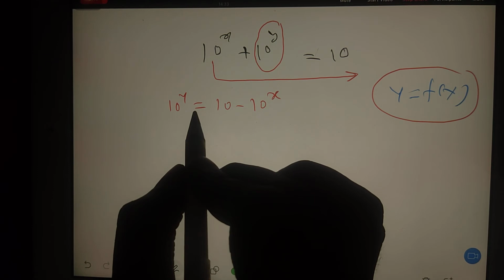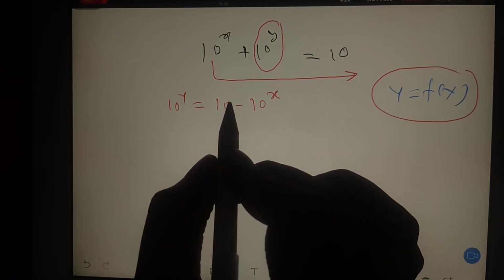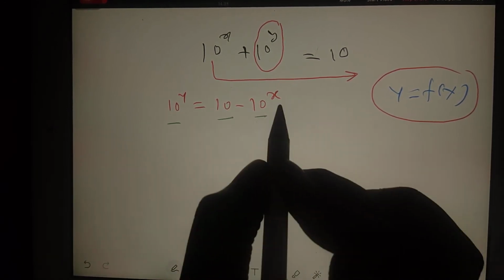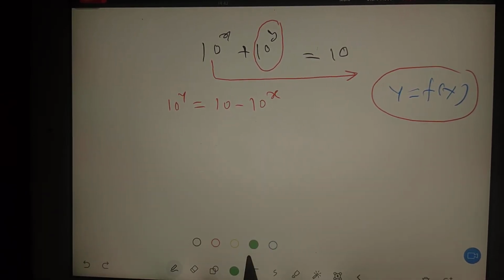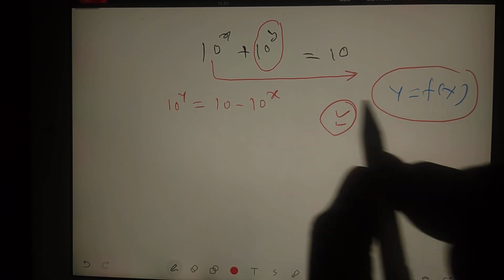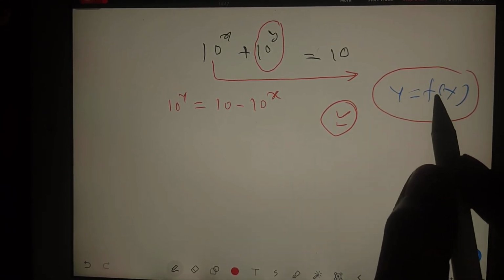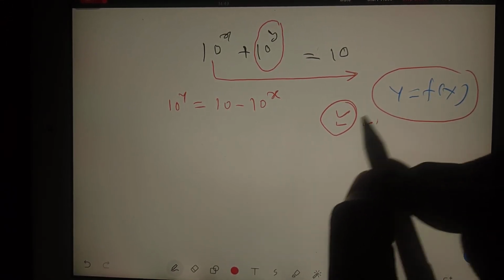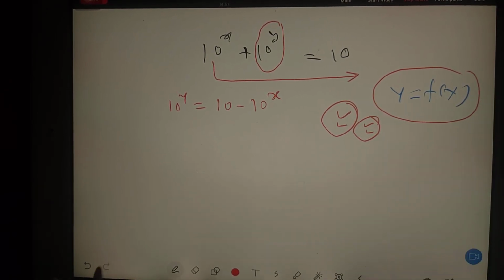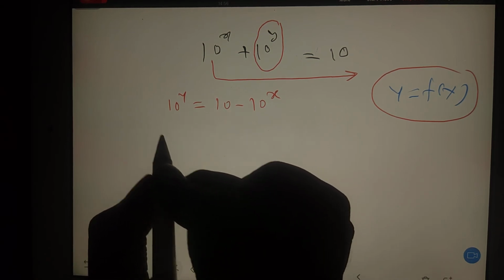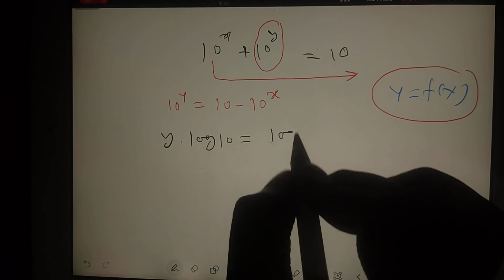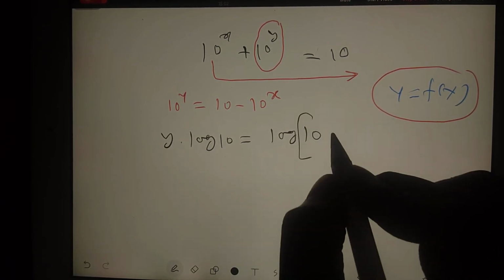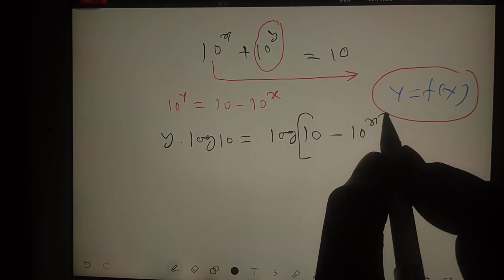Now we can take log on both sides, and because 10 is here, here, and here, I will keep base 10 everywhere. It will help me. When we take log, we can keep a base of our own choice. When I was teaching log, I explained these things with several numericals and examples. So you take y log 10 = log 10 (10 - 10^x).